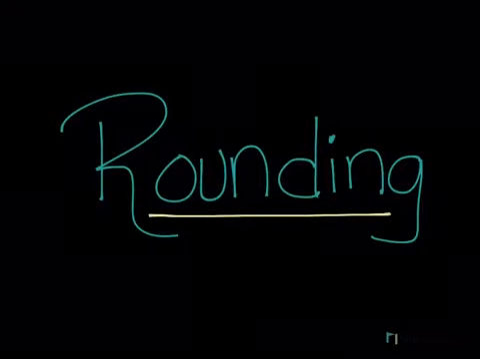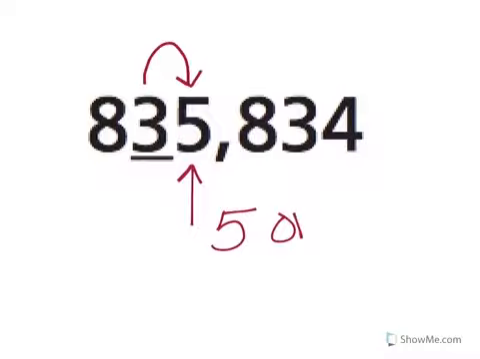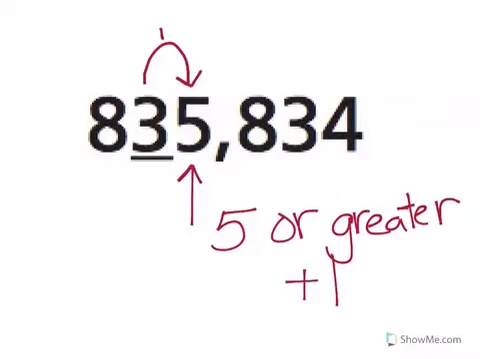All right, now we are going to talk about rounding. When we are rounding multi-digit numbers, we always start by looking to the right of the underlined digit. In this example, we are rounding to the 10,000s place. So, I draw an arrow to the right. The digit to the right is a 5. If it is 5 or greater, I add 1. So I'm going to add 1 to my underlined digit. Then the rest of the numbers just become zeros.